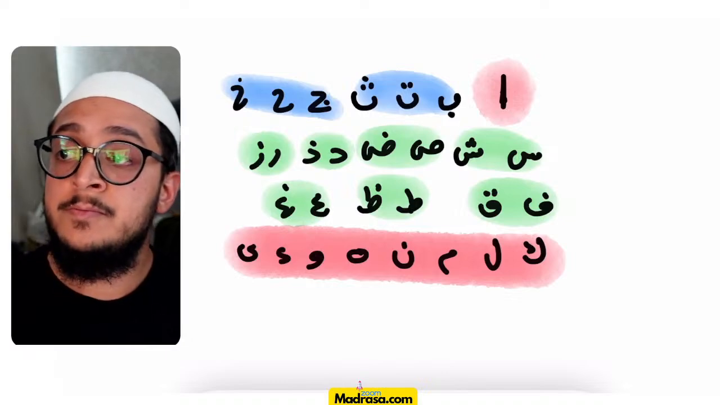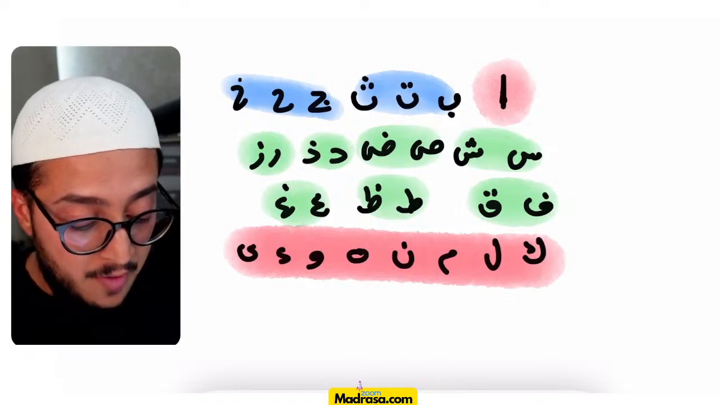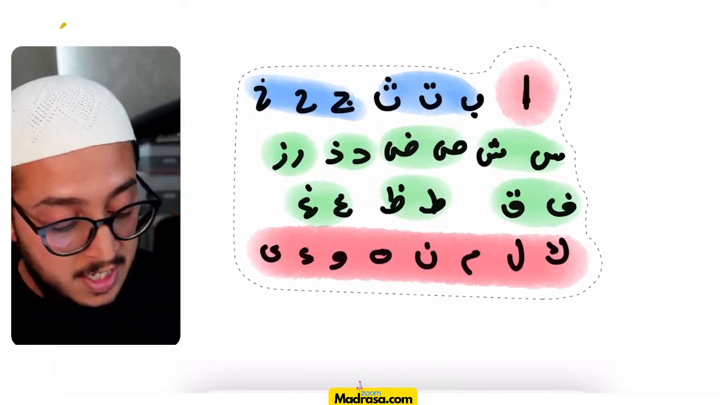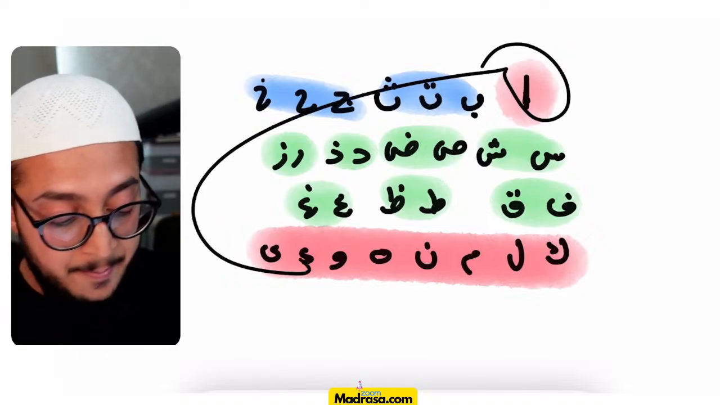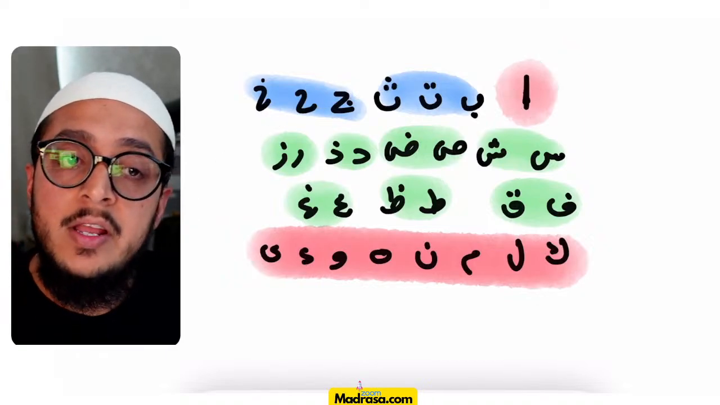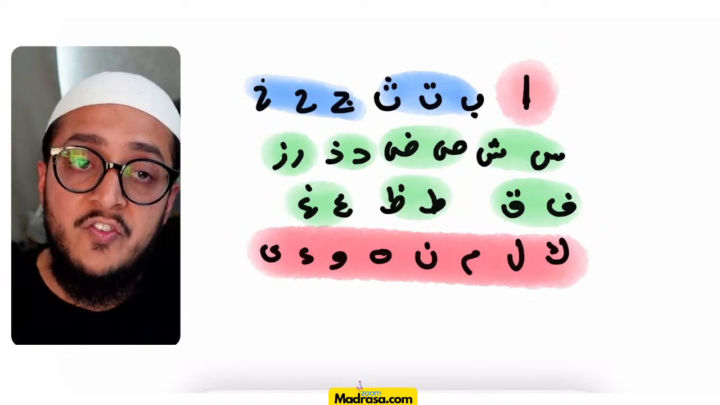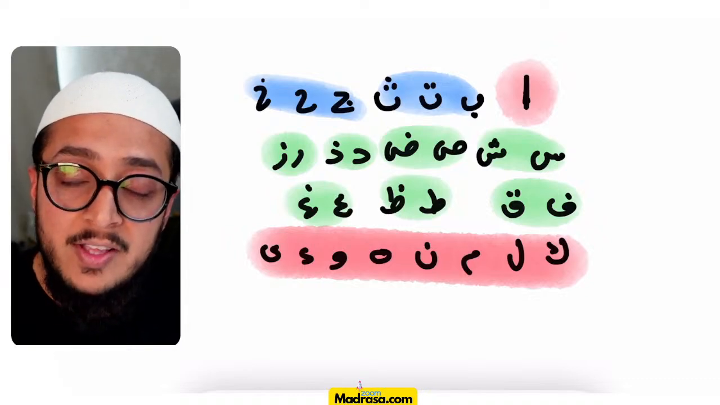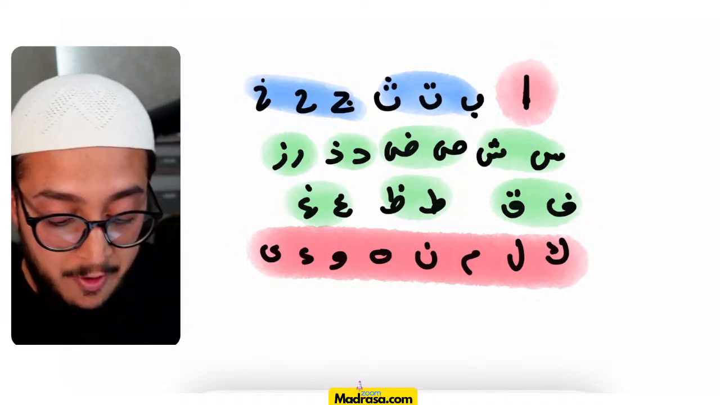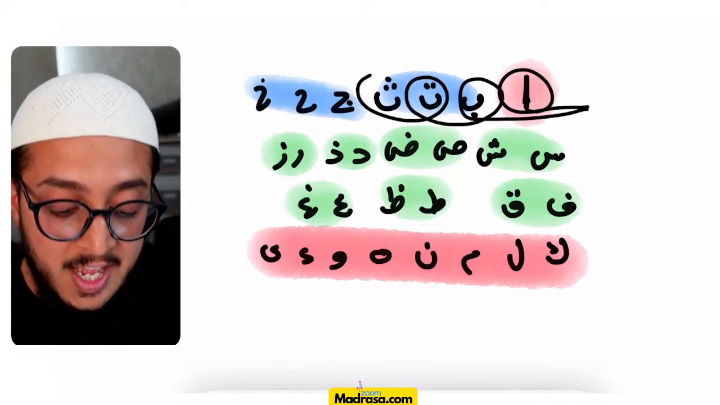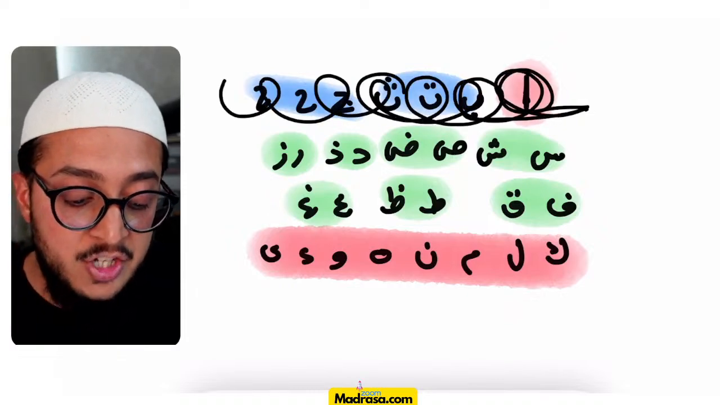Now pay attention. So these are the Arabic letters. However, I don't teach Arabic letters from alif all the way to ya. I don't think this is the best strategy to teach someone Arabic letters: alif, ba, ta, tha, jim, ha, kha.